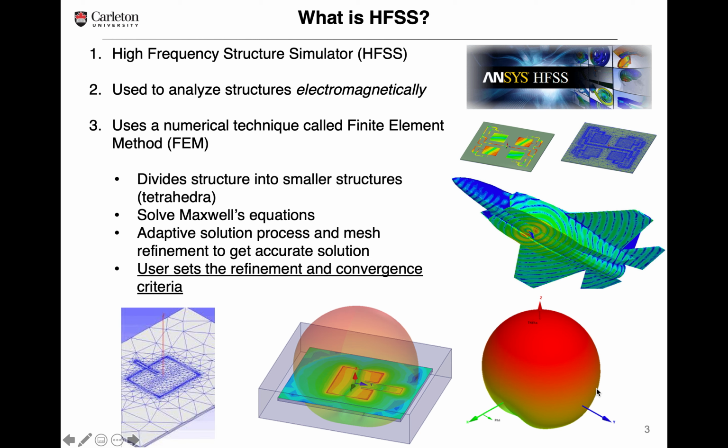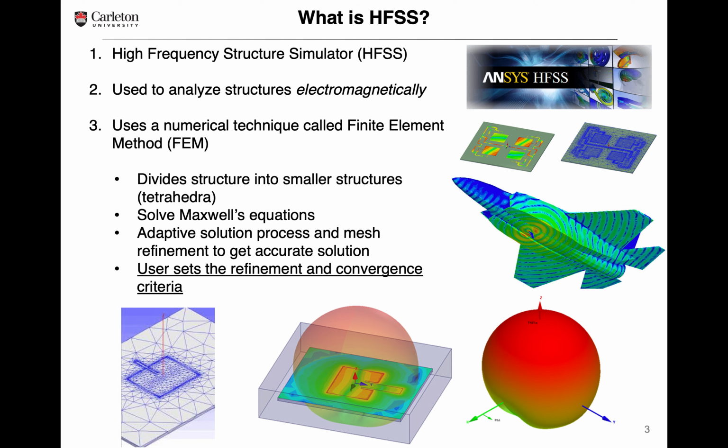The software that we're going to use a lot this semester is called HFSS, and it stands for High Frequency Structure Simulator, and it's used to analyze structures electromagnetically. So for example, you can analyze transmission lines, antennas. You can analyze the radar cross-section of aircraft, and a number of other structures.